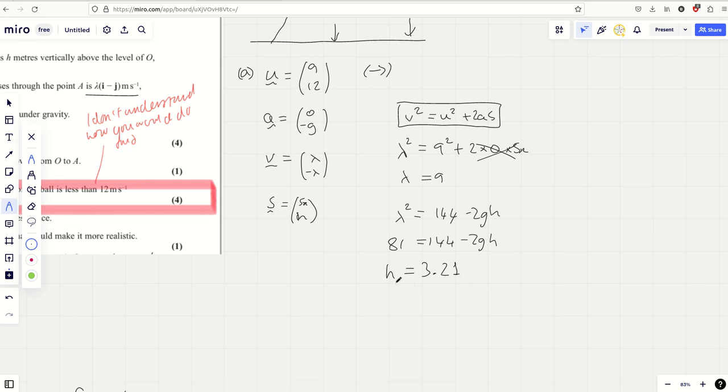I think on the applied paper they say 2 or 3 sig fig, or they might say 3 sig fig. Look on the front of the paper would be my advice. It's a really good thing to do.